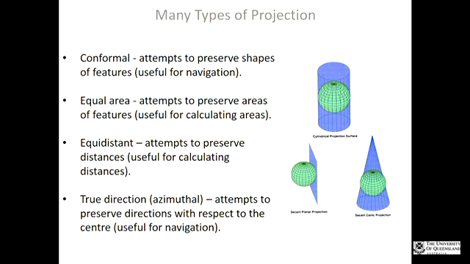And then there's a final one here, which is true-directional or azimuthal. This attempts to preserve directions with respect to the center. And again, if you're trying to navigate from a particular location, and that's the center of the map, these true directional projections will be the one to use.